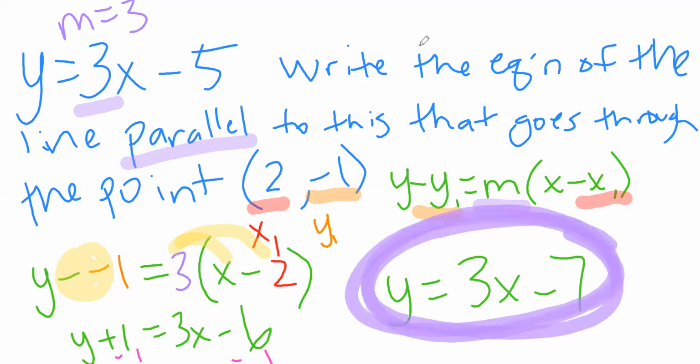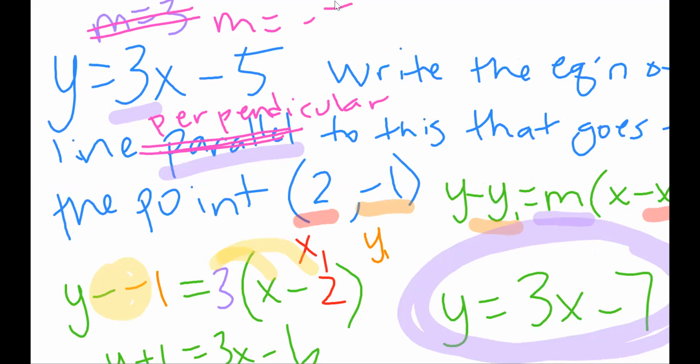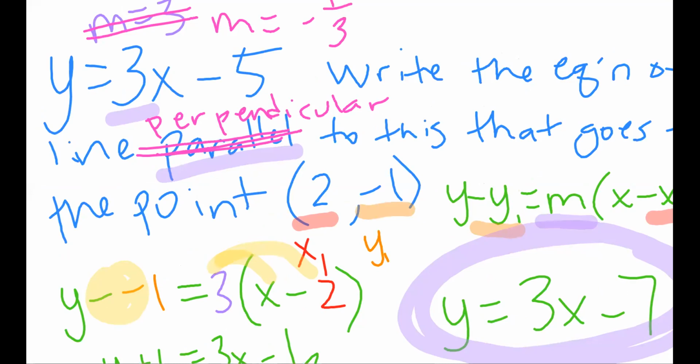The only thing that would be different is if I had said, no, we don't want it to be parallel, we want it to be perpendicular. Then the only thing that would have changed is you would not have a slope of 3, you would have a slope of -1/3. But it is otherwise the same thing, okay?